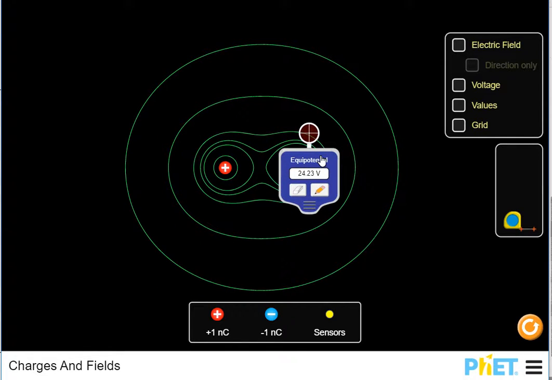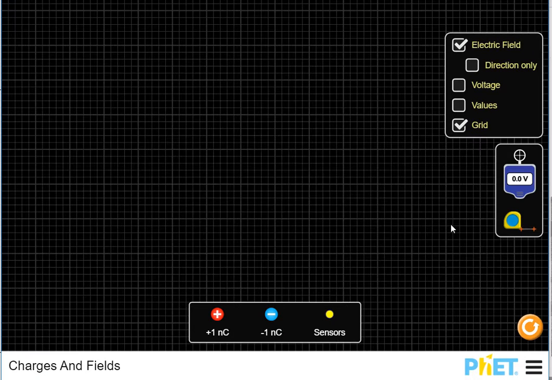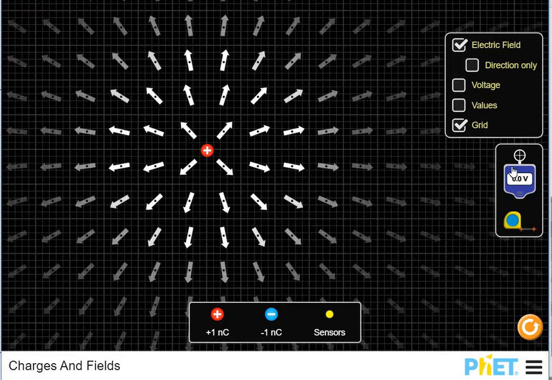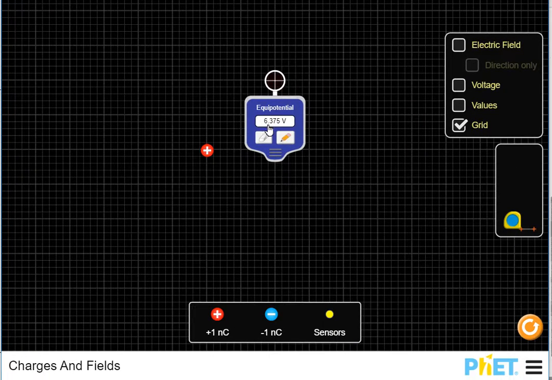And the cool thing about energy is it is just a scalar value, so you don't have to do any vector addition. You literally just add up the potential from each one. Okay, so let me turn on the grid lines so I can show you what I mean. If I look at this point right here, right now that has a voltage of 6.375. So remember that value, make sure you write that down, 6.375.